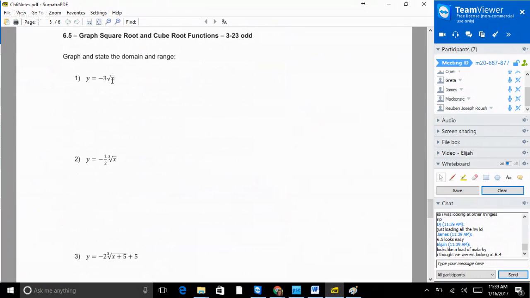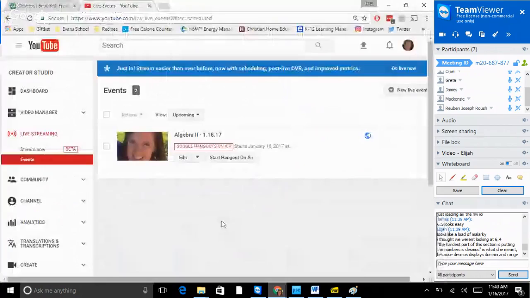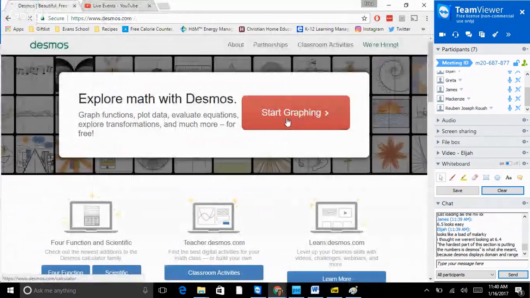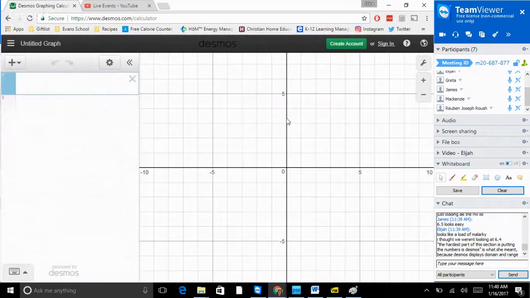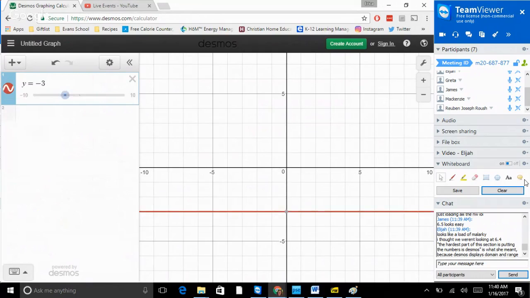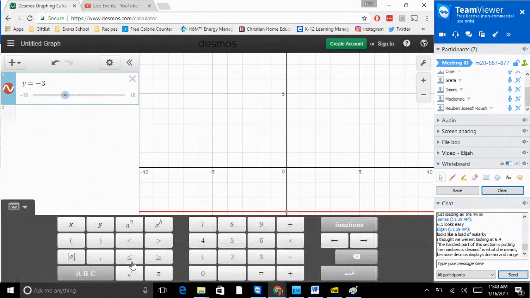So graph and state the domain and range, and we're going to do square root and cube root functions. We're not even doing any higher functions than that. So first we have y equals -3 square root of x. Obviously you can do this on any graphing calculator. Y equals -3, and then we want to do square root of x.